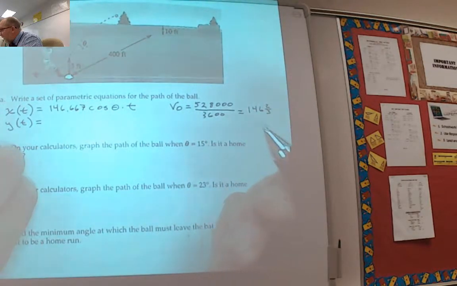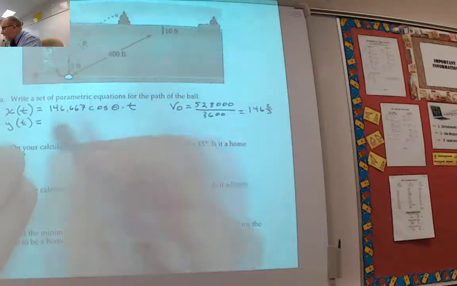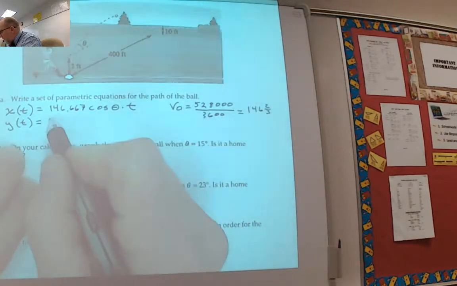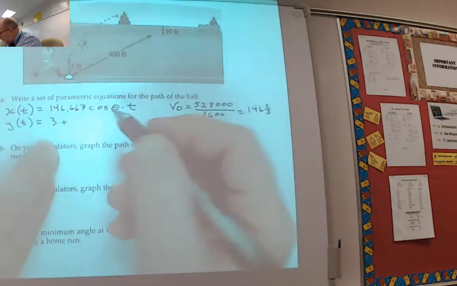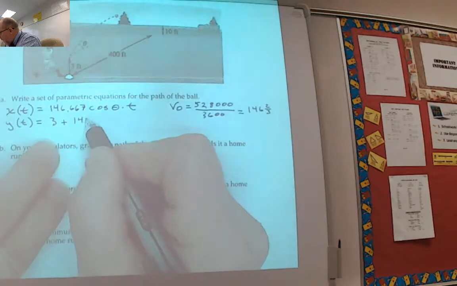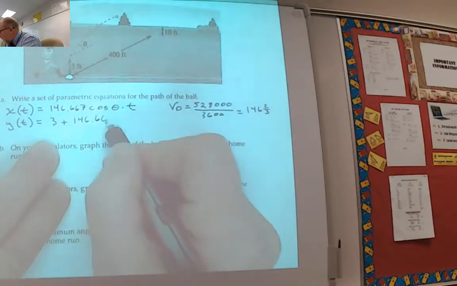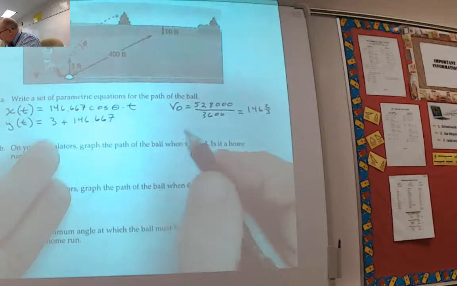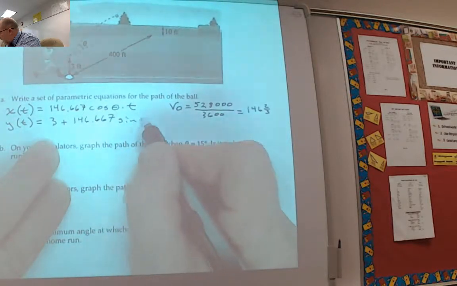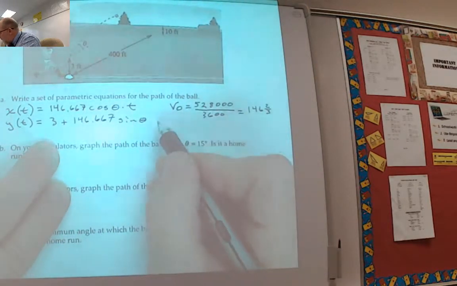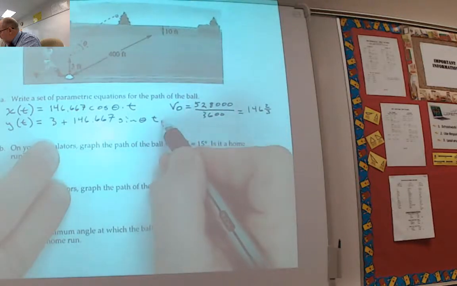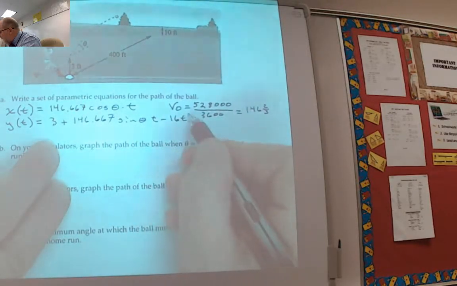And so it says my initial height is what? 3 plus 146.667 sine of theta t minus 16t squared.